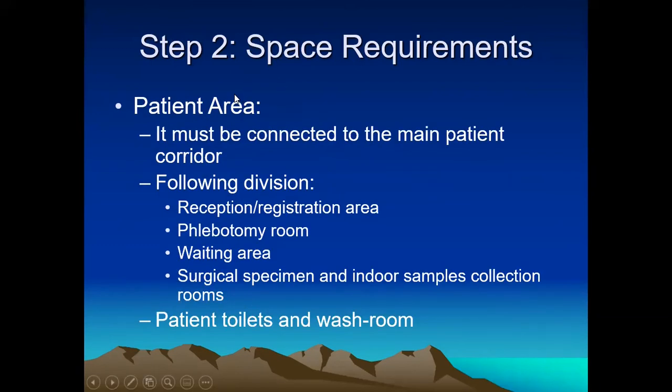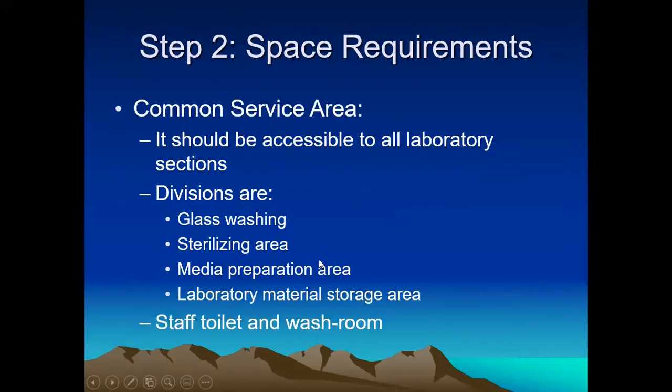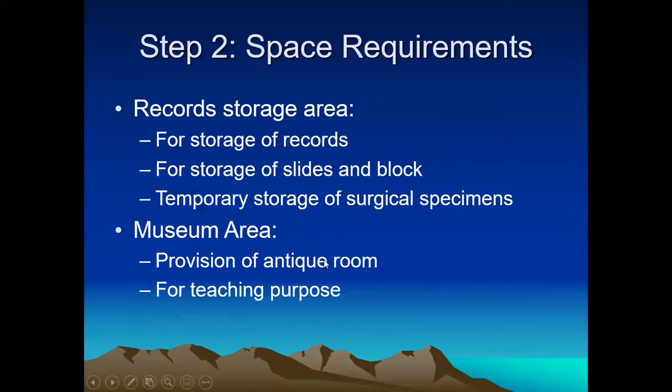Patient area. There should be a patient area within a lab. It must be connected to the main patient corridor. It includes following divisions: reception, registration area, phlebotomy room for patient, waiting area for patients and attendants, surgical specimen, indoor sample collection room. Patient toilets and washroom should be there. And then now there is a need for common service area. It should be accessible to all laboratory sections, and its divisions include glass washing, sterilizing area, media preparation area, laboratory material storage area, and staff toilet and washroom is needed.